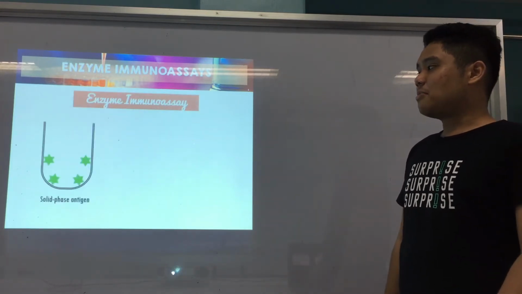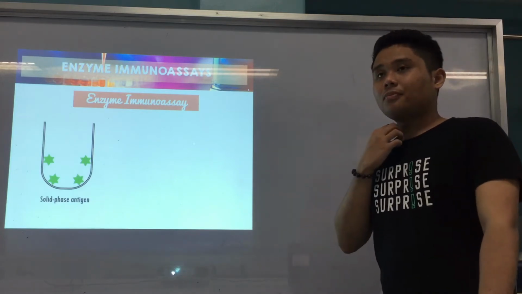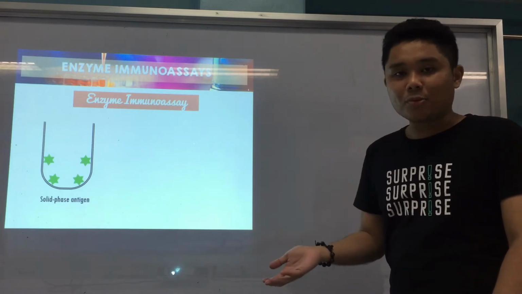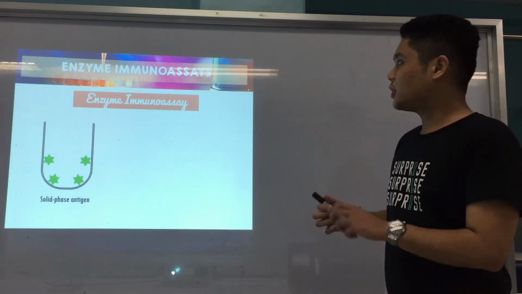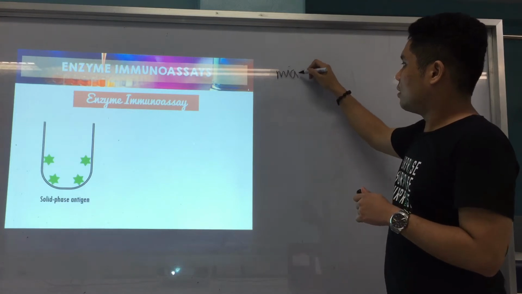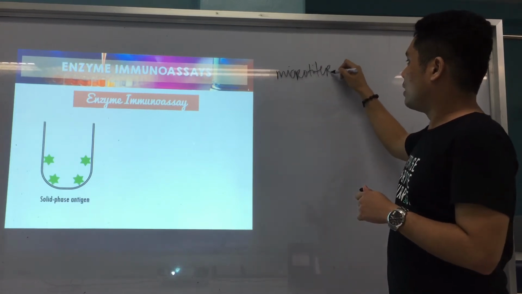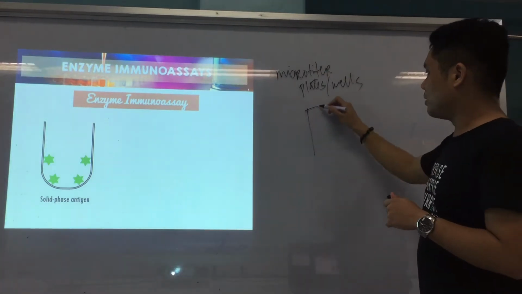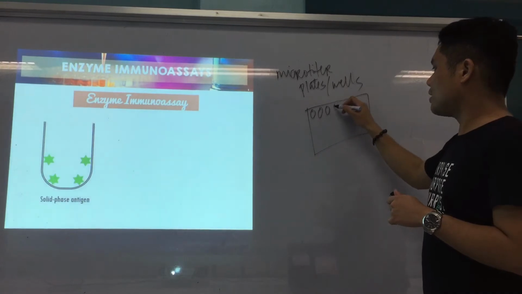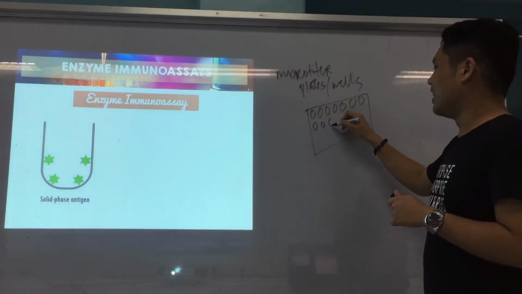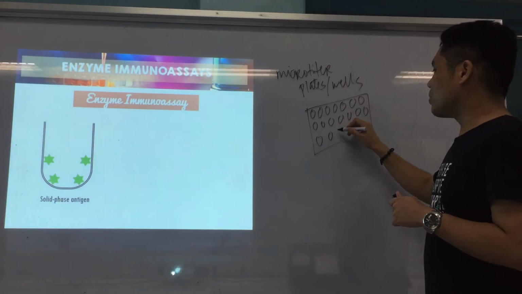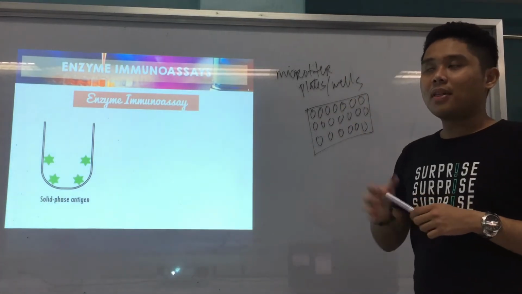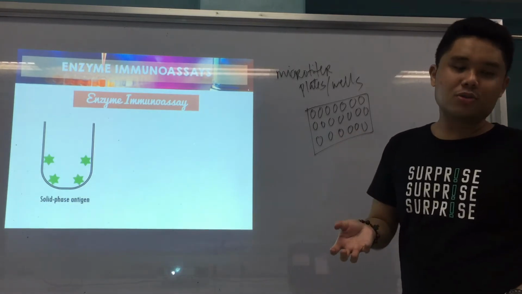So here's an example of an enzyme immunoassay. Example, your antigen is in solid phase, which could be in tubes, microtiter plates, microtiter wells. So these are examples of microtiter wells, because they utilize small volumes.